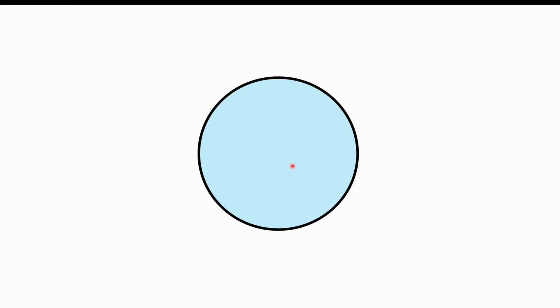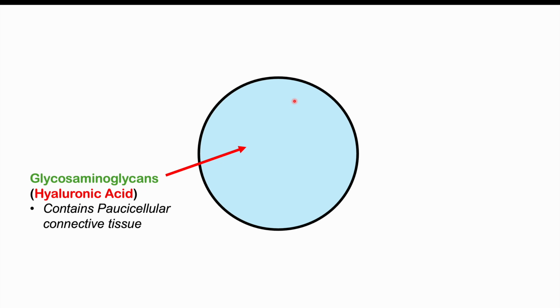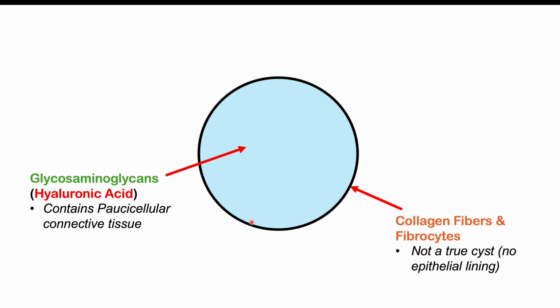When we look at the cyst itself, inside the cyst contains, again, those glycosaminoglycans, those GAGs that we talked about before, that mucin material. The largest contributor to the glycosaminoglycans is hyaluronic acid. So inside, a cyst is mostly composed of hyaluronic acid. It contains some paucicellular connective tissue as well. And then it's got this layer of collagen fibers and fibrocytes. Because of this, some researchers don't define this as a true cyst, because true cysts, by definition, have epithelial lining. So these particular ganglion cysts are lined by collagen fibers and fibrocytes.